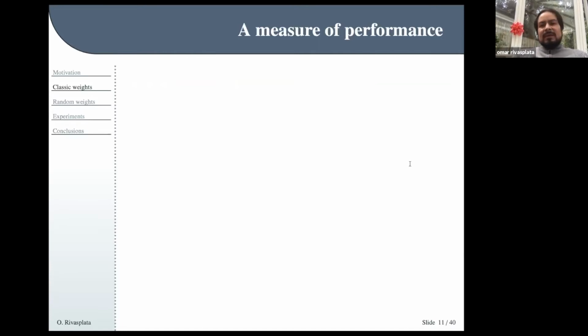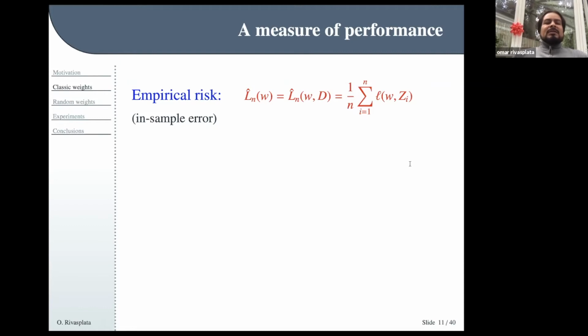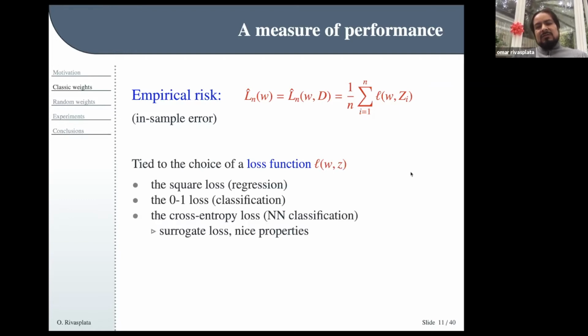How to measure performance? A classical measure of performance is empirical risk, which means if you fix a loss function. There are a few choices for the loss function. The typical choice for classification is the classification loss or the 0-1 loss. But there are other important loss functions like the square loss for regression, and the cross-entropy loss for neural networks, which is used as a surrogate loss. Once you fix a loss function, you can look at this quantity called empirical risk, which is the sum of the losses of a fixed weight over the examples in your data, divided by the number of examples. So that's like the error rate on that data.